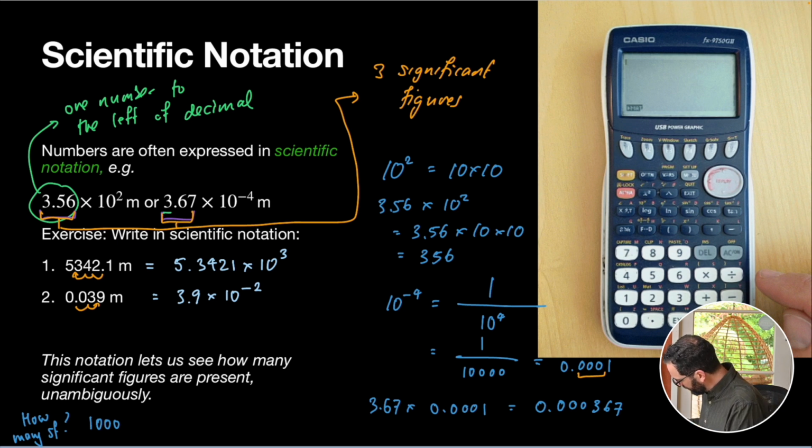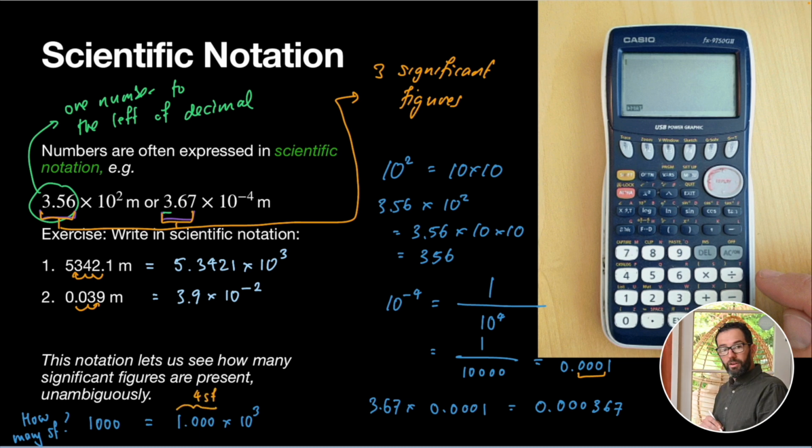But if we put it into scientific notation, we could write it, for example, as 1.000 times 10 to the 3, and we can tell for sure now that this is to 4 significant figures. Or maybe it had been rounded to the nearest 100, in which case we would write it as 1.0 times 10 to the 3 to emphasize that we've actually only got 2 significant figures in this case.